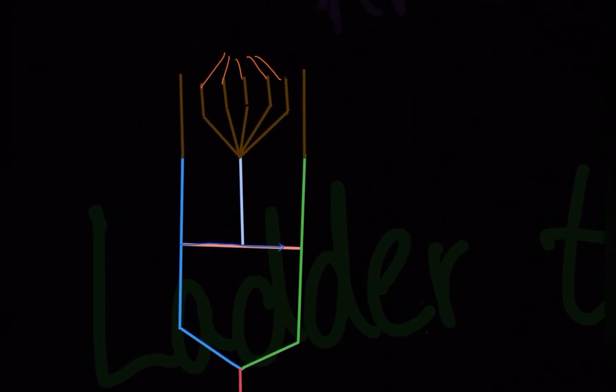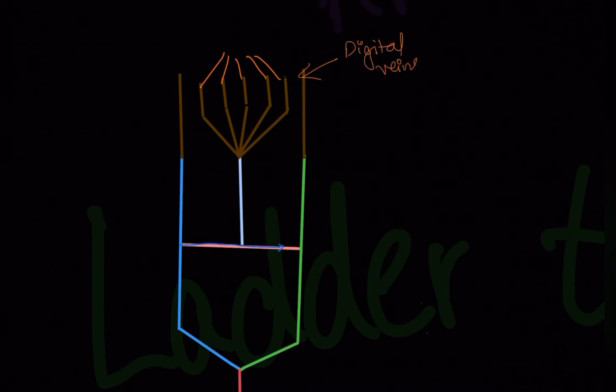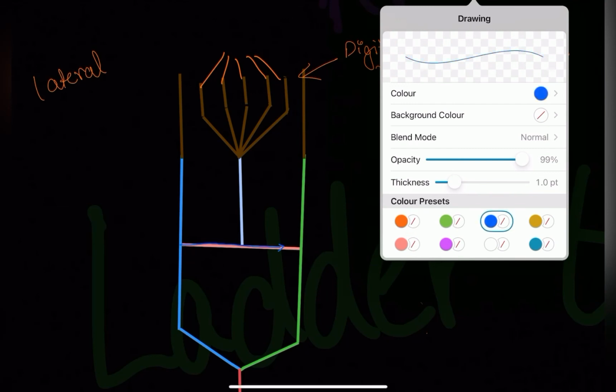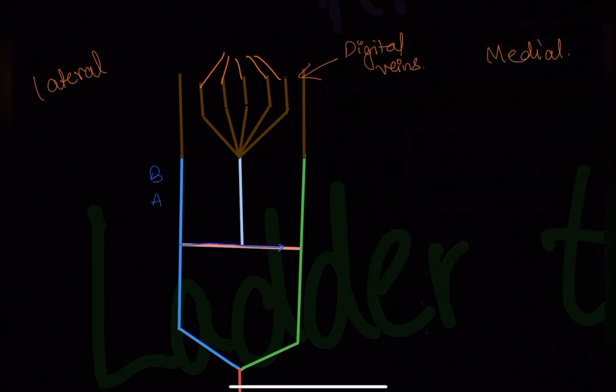So the most distal part of our hand is what? It is digits. What are those? These are fingers. So this brown color which you see over here are the digital veins. First write down the sides, lateral side and the medial side of the hand. Digital veins on the lateral side will give you a vein which is called the basilic vein, and on the medial side, it will give you the cephalic vein.